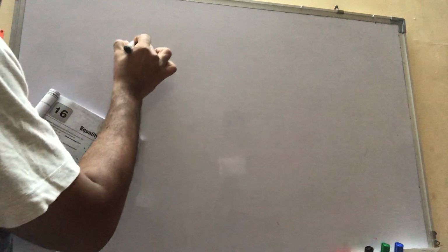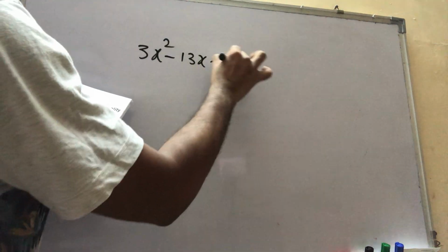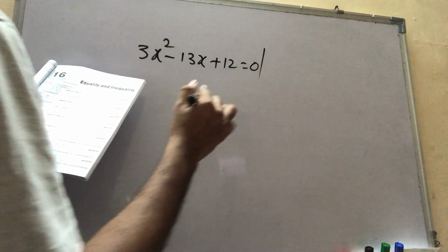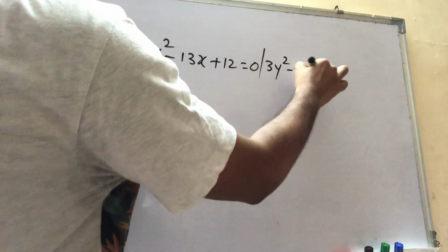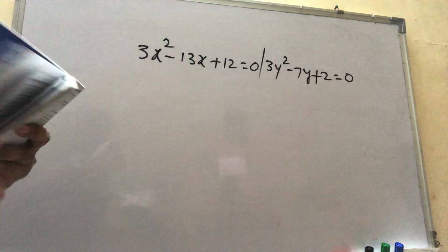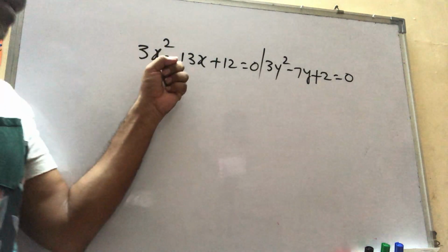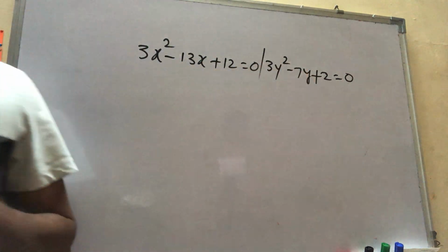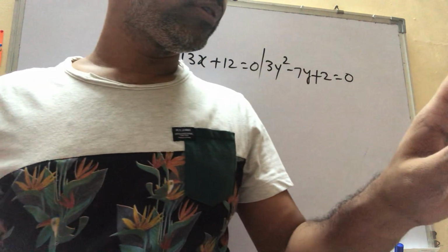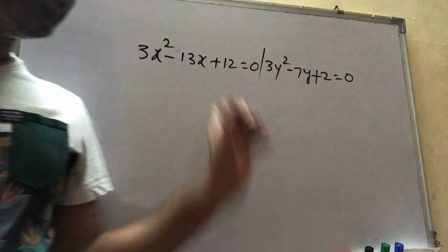I'll give you one more problem. Okay. Now solve this one. 3x square minus 13x plus 12 is equal to 0, and 3y square minus 7y plus 2 is equal to 0. Solve this one. Now here we have 1 minus and 1 plus, again minus and plus. Try to solve this.